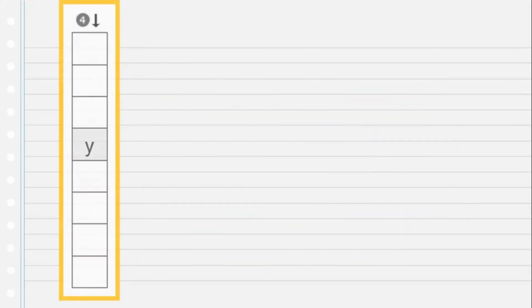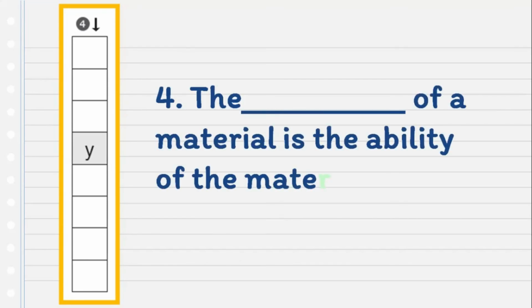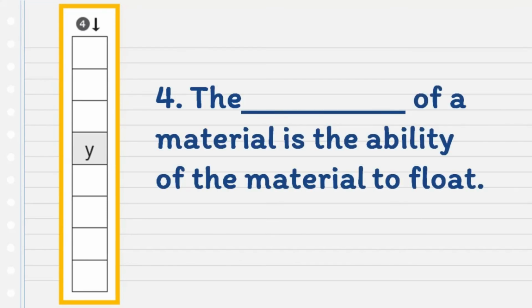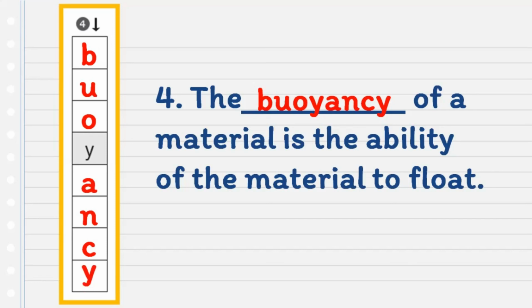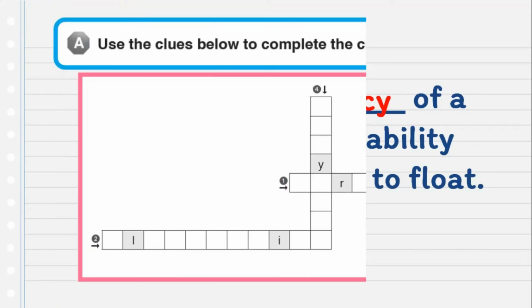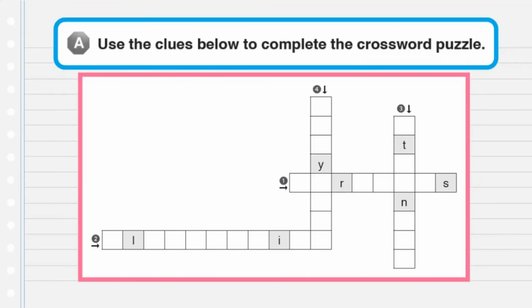And the last number is number 4. The blank of a material is the ability of the material to float. Very good. It is buoyancy. We've got B, U, O, Y, A, N, C, and Y. Buoyancy. The buoyancy of a material is the ability of the material to float. So, your answers should be number 1, hardness, number 2, flexibility, number 3, strength, and number 4, buoyancy.